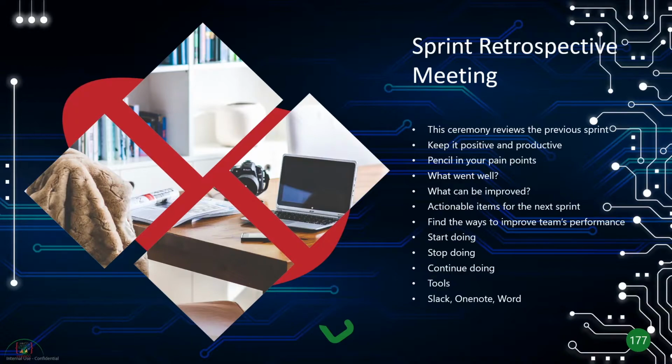You need to improve your team's performance, and think about what you should start doing. If you feel something can be improved, start doing that. If you feel something didn't work well for you, you've got to stop doing that. If something has worked very well for you during the sprint, you need to make sure that you continue doing that. And there are multiple tools available out there to do the sprint retrospective.